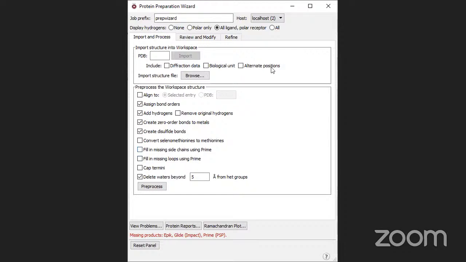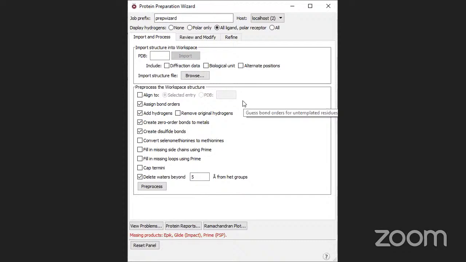Yesterday we discussed the importance of Prime. Prime is one of the modules of Schrodinger which we can employ for creating homology models. But suppose I imported the protein structure from the PDB data bank, but there are some errors like missing amino acid residues or missing loops.